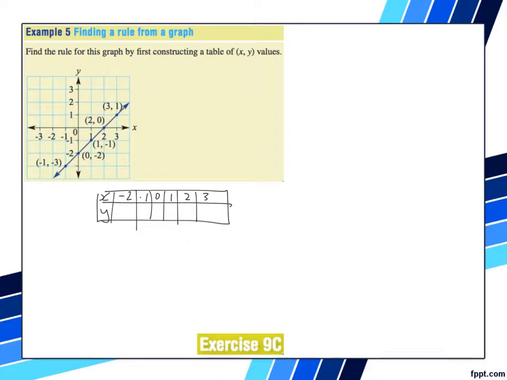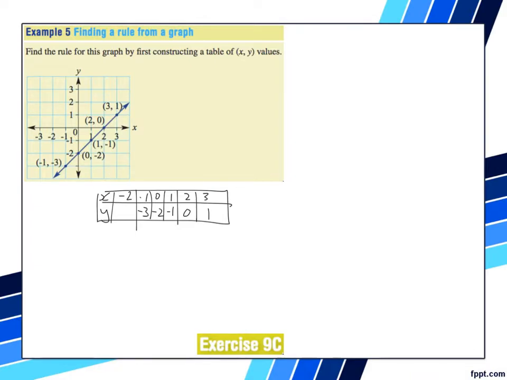Sorry guys, messed that up. When x is negative 1, y is negative 3. So the negative 3 should be in here. When x is 0, y is negative 2. When x is 1, y is negative 1. When x is 2, y is 0. When x is 3, y is 1.